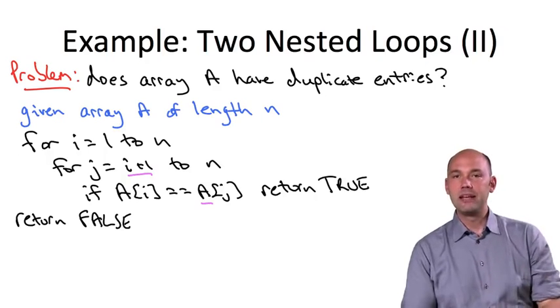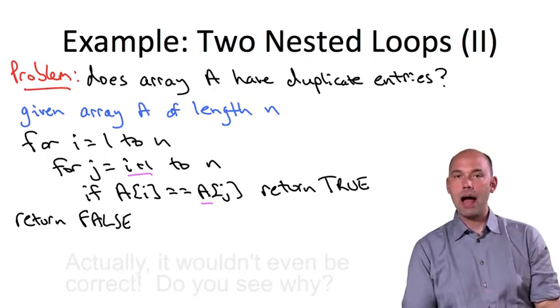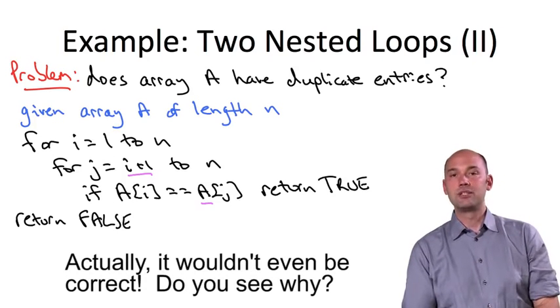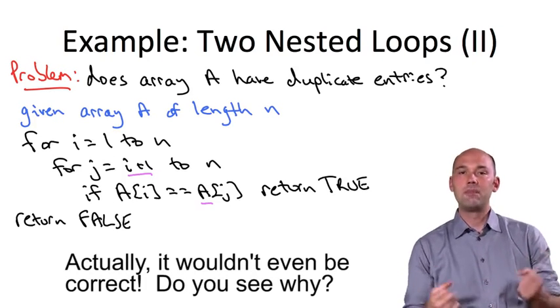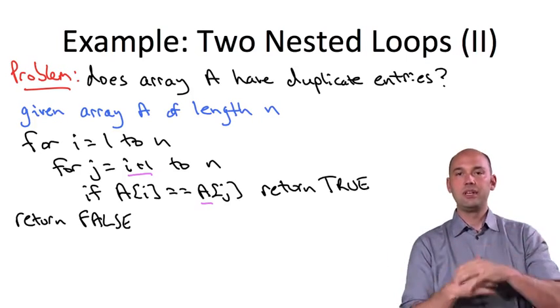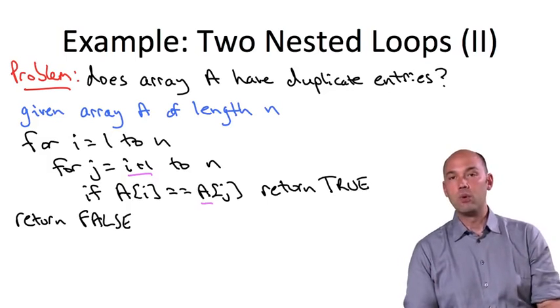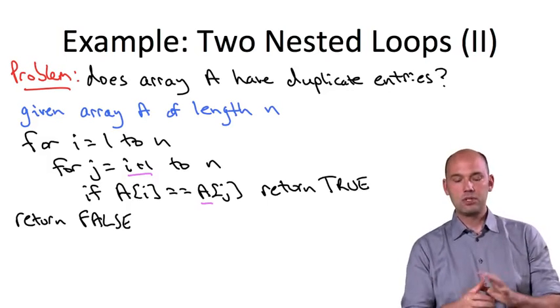I could have had it start at the index 1. That would still be correct. But it would be wasteful, and you should think about why. If we started the inner for loop's index at 1, then this code would actually compare each distinct pair of elements of A to each other twice, which of course is silly. You only need to compare two different elements of A to each other once to know whether they're equal or not. So this is the piece of code.